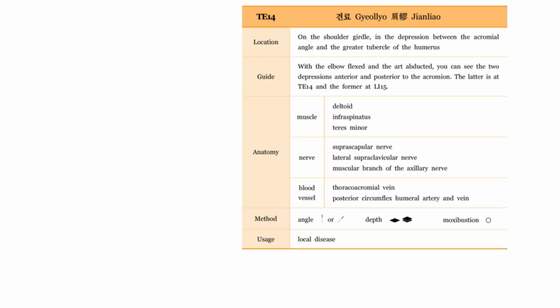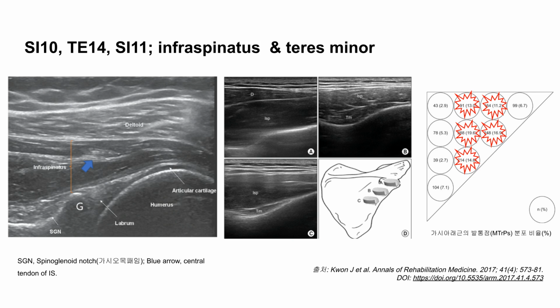For the posterior shoulder points like SI10, SI11, and TE14, their key characteristic is their close association with muscles and tendons that form the back of the shoulder joint. Specifically, we're talking about the infraspinatus, teres minor, and teres major muscles. We need to know where the nerves that supply those muscles are. Studies also show that trigger points in the infraspinatus muscle are highly prevalent right at the SI10 and SI11 regions.